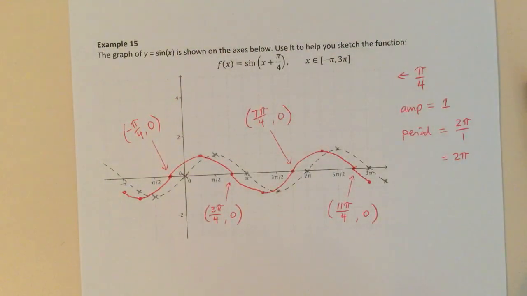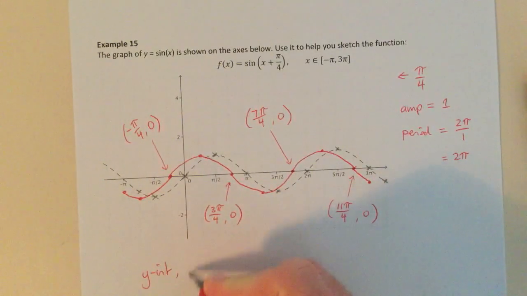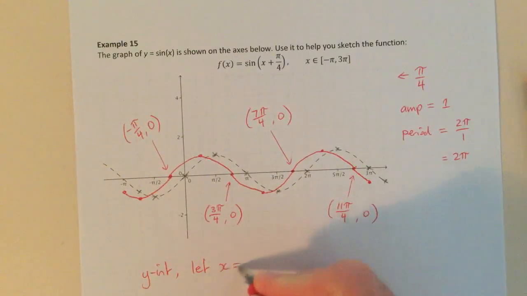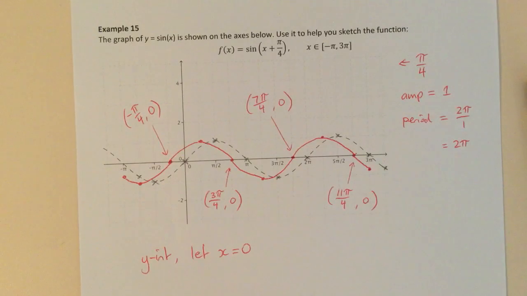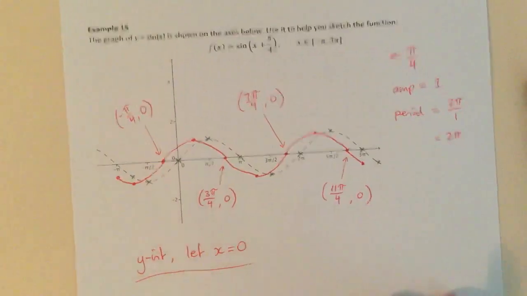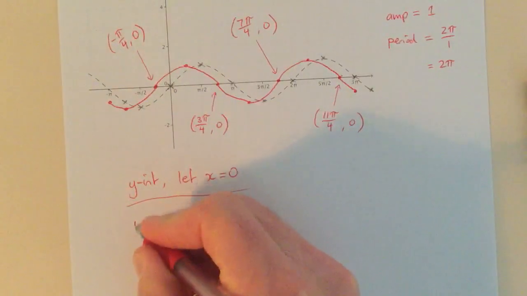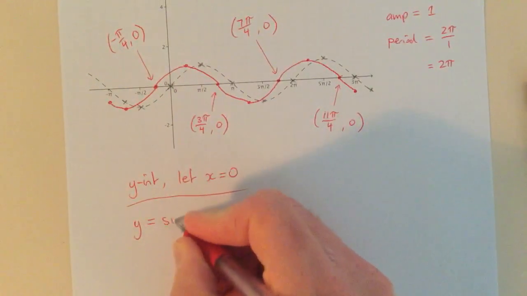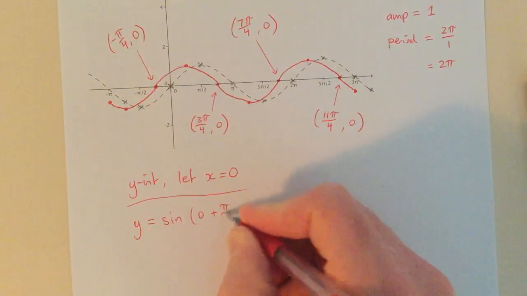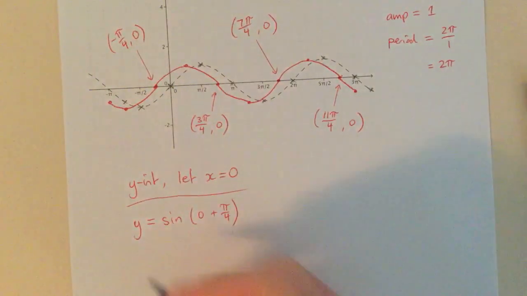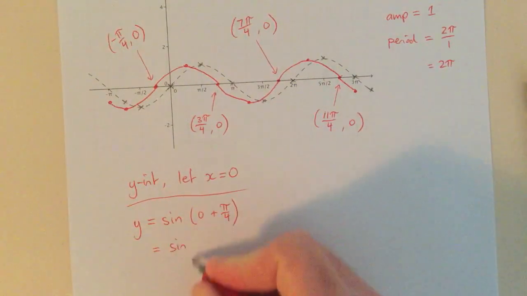All right, so that was a way we could find the x-intercepts. The y-intercept, well, even though this is a different type of equation to what we might have sketched previously, whenever you need to find a y-intercept, you let x equal 0 and solve for y. So if we do that with this equation, we've got y equals sine of 0 plus pi on 4. So y equals sine of pi on 4.